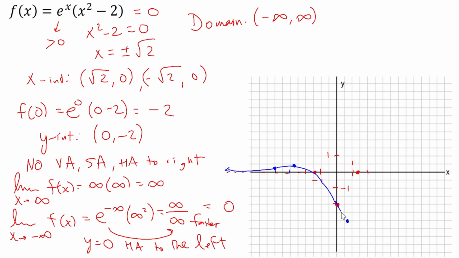We switch to concave up. We stay concave up until we hit that minimum and continue increasing afterwards. And so that's what our graph should look like.